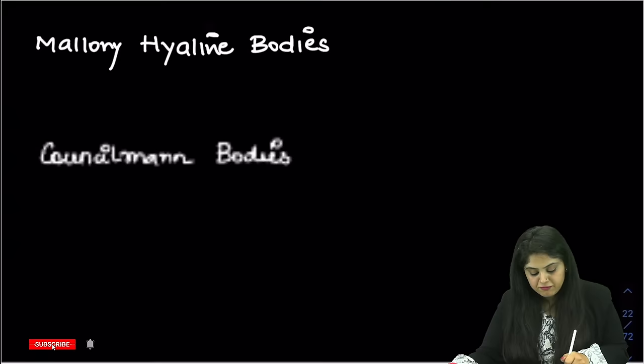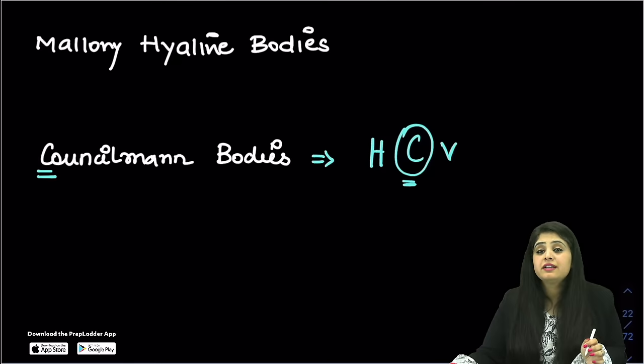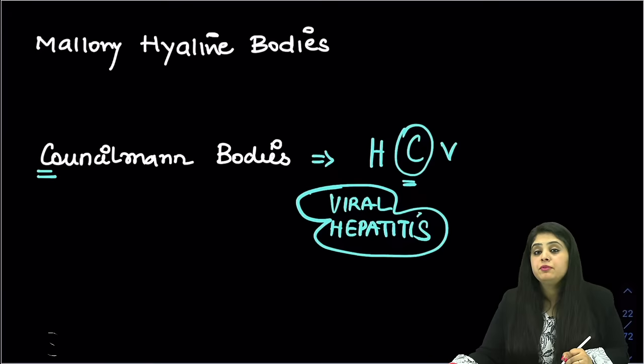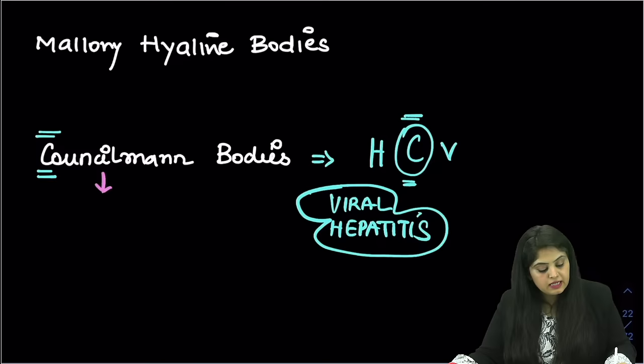Remember, for Councilman bodies you will think of most commonly hepatitis C. When I say hepatitis C, basically I want to say some kind of viral hepatitis, which is most commonly seen. So Councilman bodies are going to be seen in HCV, which was your case over here. And what are Councilman bodies? They are nothing but a kind of apoptotic bodies. So over here the answer was apoptosis.